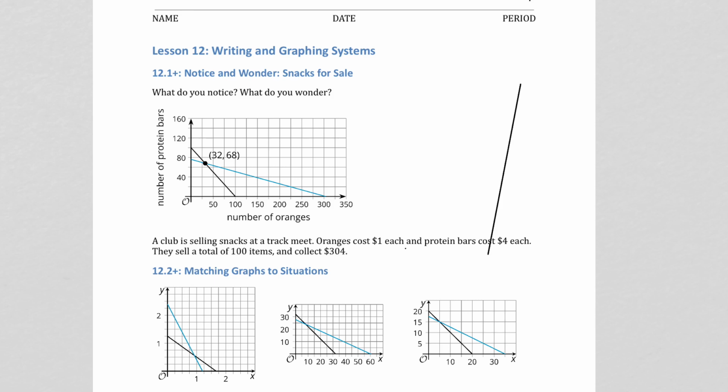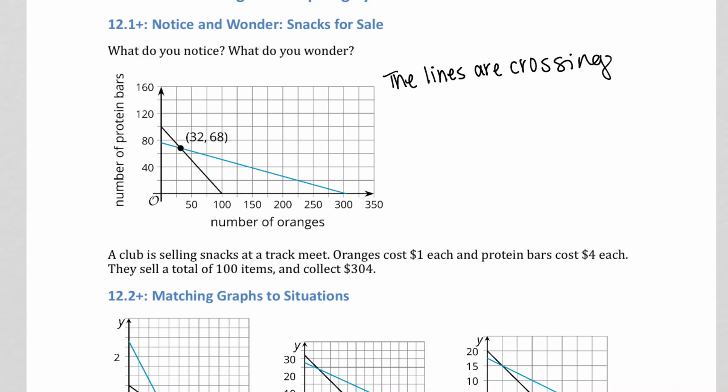So, I want to undo that. Hold on. Do you notice anything else about these two lines? The y-intercepts? What are the y-intercepts? The blue line is around 80. So we could say 0, 80 for the blue line.